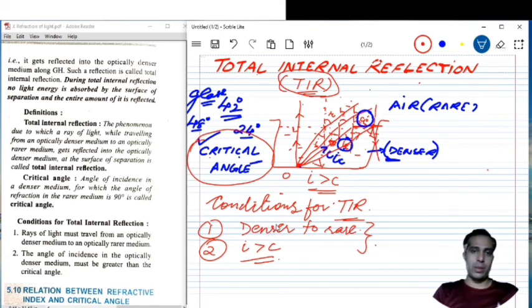In the next video we will discuss the relation between refractive index and the critical angle.